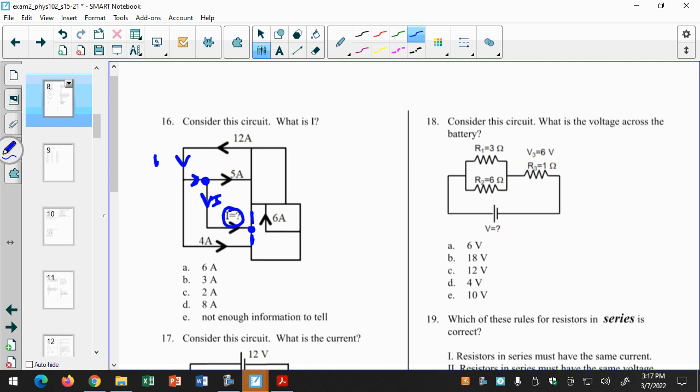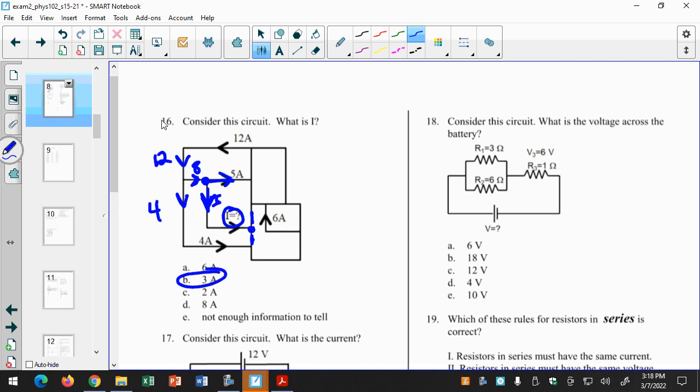However, I do see that I have 12 amps coming in and 4 amps going out. That means that whatever is left over, 8 amps, has to be in that wire. And then this 8 amps diverts into a 5 amp, and then this is the current I want to know, which is going to be 3 amps. Okay? So look for those junctions and look for the currents that are missing. You're probably going to have to backtrack a little bit, probably one junction back, in order to find the current that you need.